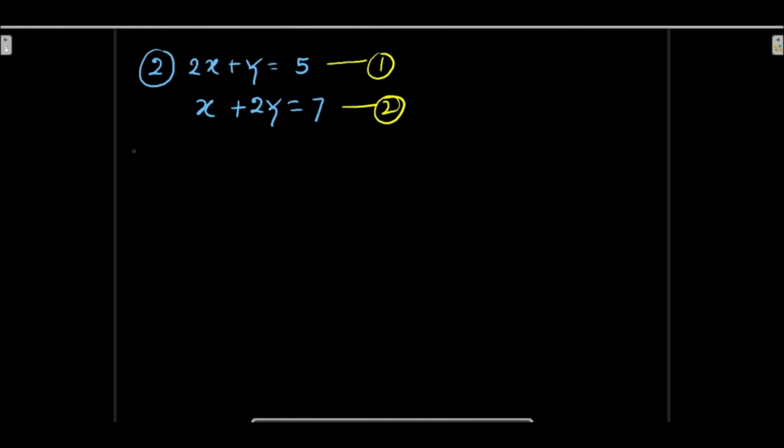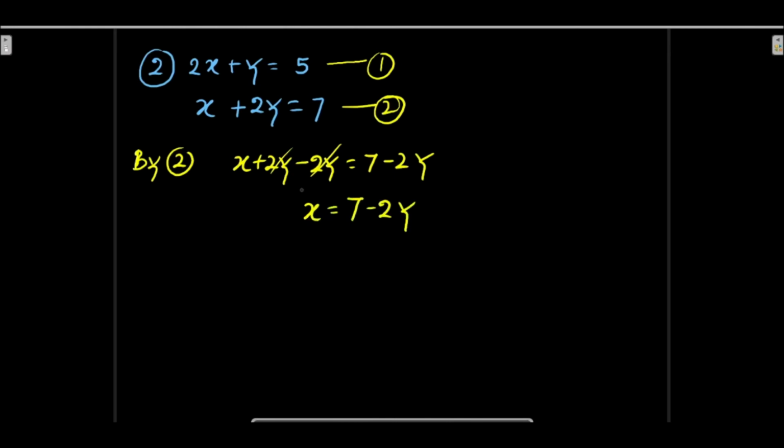By using the second equation, I can write x plus 2y. So how do I subject? I will put minus 2y on either side. Then I can remove this 2y, then x equal 7 minus 2y. Now I know the value for x. I can mark this as a third equation.